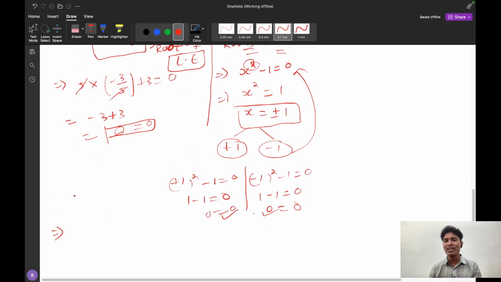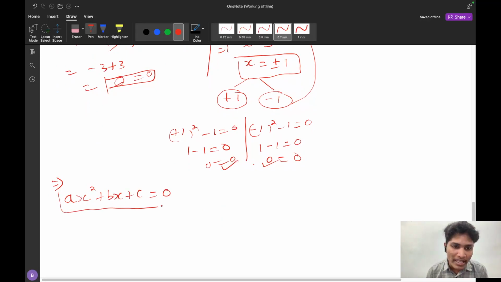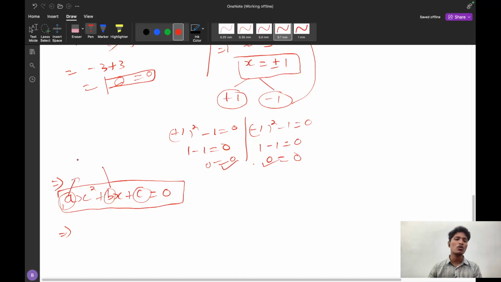Now it is a simple quadratic equation. What if there is an expression like this: ax square plus bx plus c equal to 0? If the equation is like this, we have to find the roots. You already know there is a formula called Sridharacharya formula. There is an equation ax square plus bx plus c equal to 0. Here a, b and c are the coefficients.